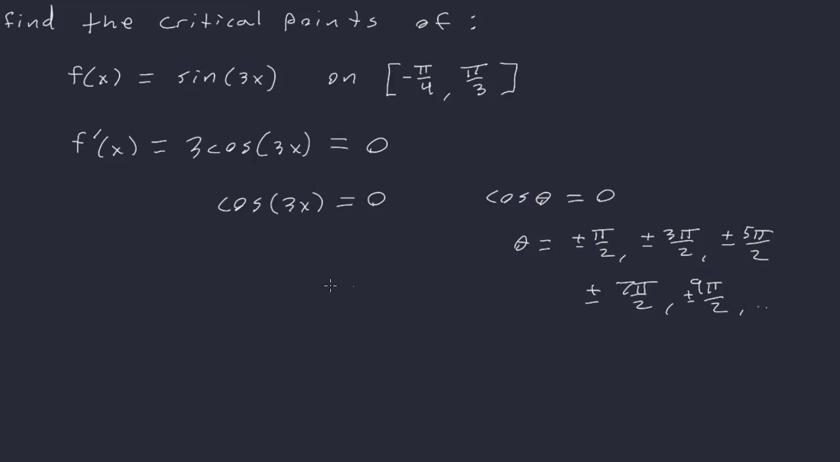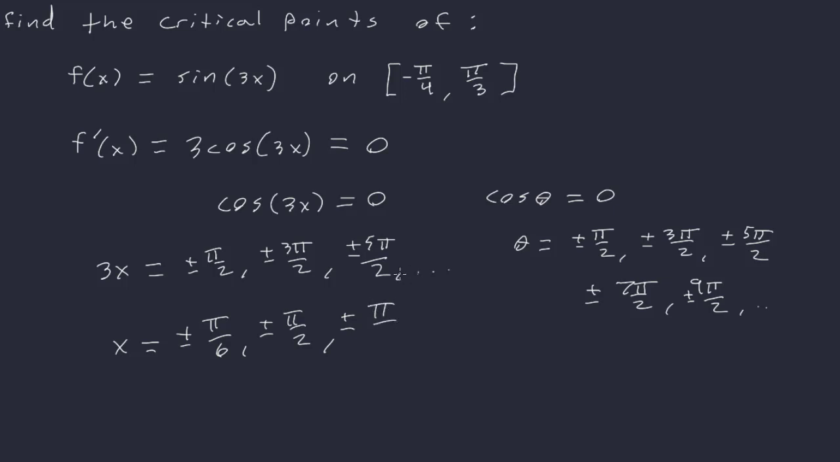Now, we don't have just a theta, we have a 3x. So 3x is going to be equal to these things, plus or minus pi over 2, plus or minus 3 pi over 2, plus or minus 5 pi over 2, etc. So what we're going to do to get down to just x is divide by 3. So x is going to be plus or minus pi over 6, plus or minus pi over 2, plus or minus 5 pi over 6, plus or minus 7 pi over 6, and then finally, when we get to the 9 pi over 2, that will be plus or minus 3 pi over 2, because the 3's will cancel. And we could continue going.